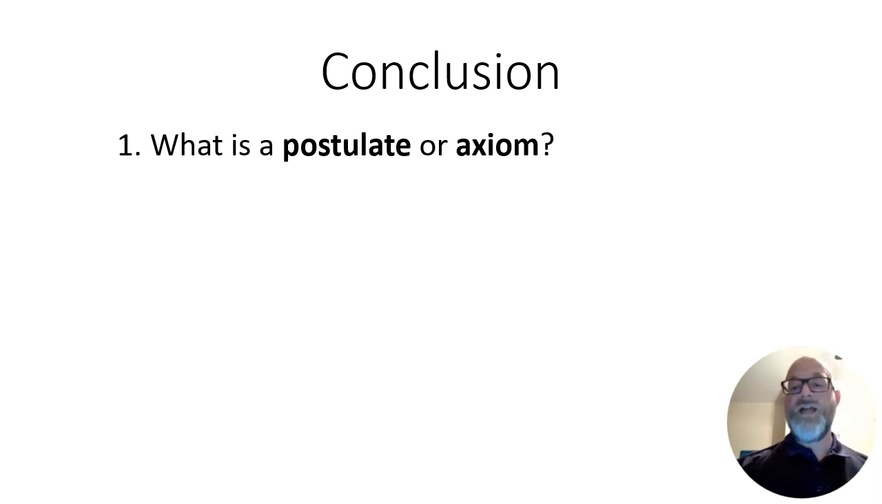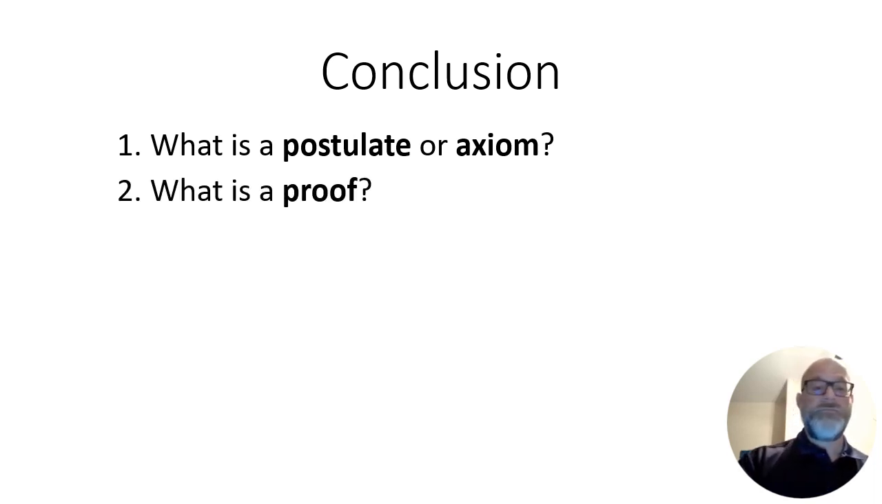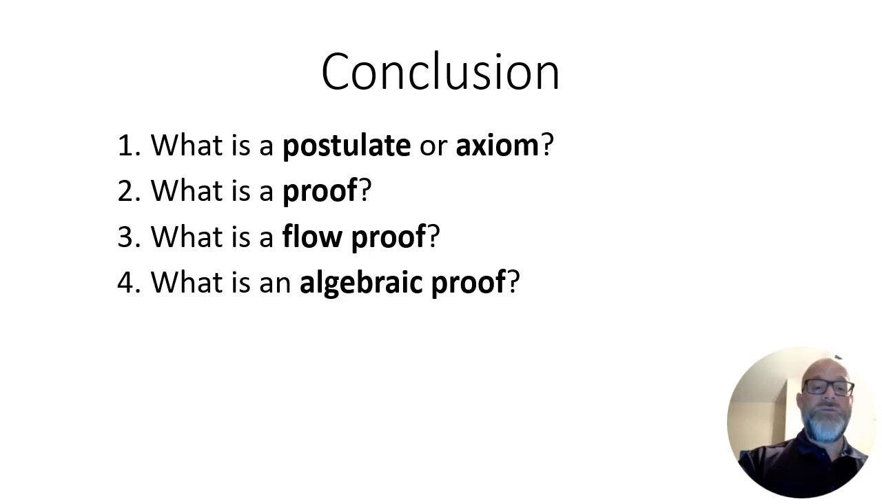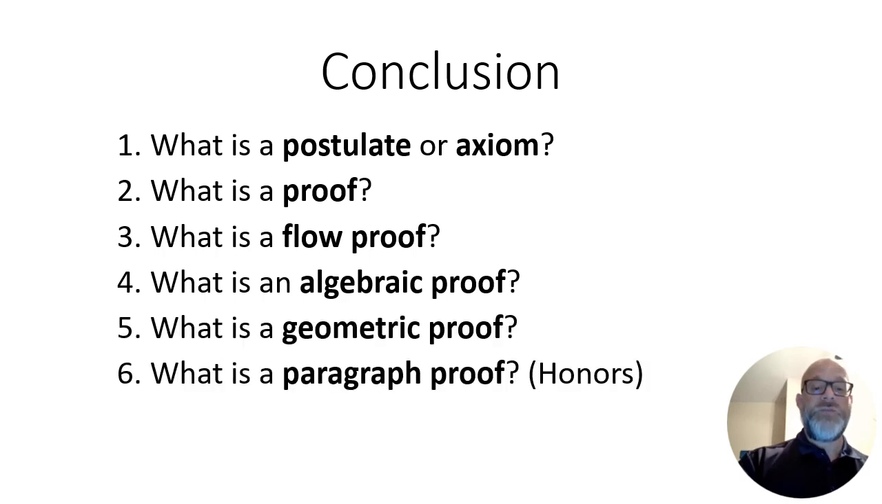What's a postulate or an axiom? What's a proof? What's a flow proof? What's an algebraic proof? What's a geometric proof? What's a paragraph proof? Well, we know what a postulate is, don't we? Or an axiom? It's a self-evident truth in math. What's a proof? This is where you start with first principles and you deduce some theorems, or you start with theorems and deduce other theorems.